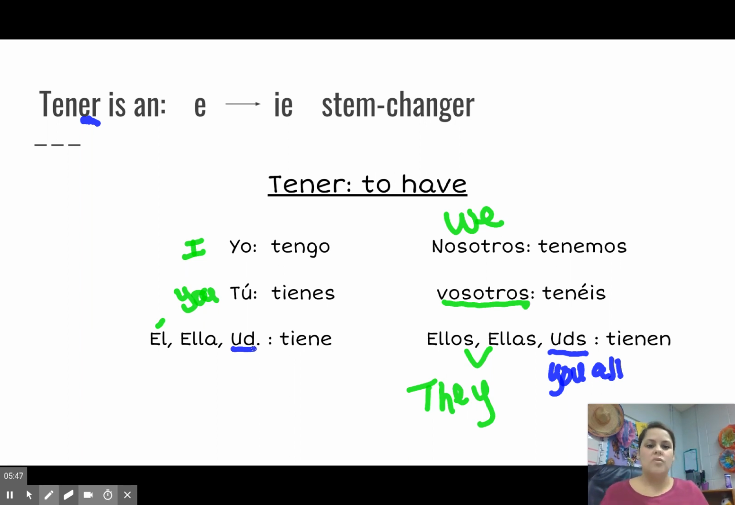And a lot of people like to think of vosotros being informal and ustedes being formal. And that's not the case at all. Vosotros is used in Spain. Ustedes is used everywhere else, or in the majority of the other Latin American countries. So just understand that vosotros and ustedes both mean the same thing, you all. It's just they're conjugated differently. All right, so there's the conjugation for the verb tener. And I'm going to cover age and description in this video. So here we go.